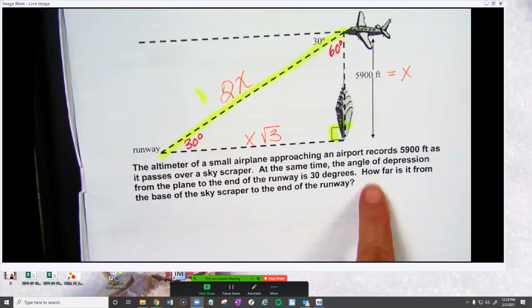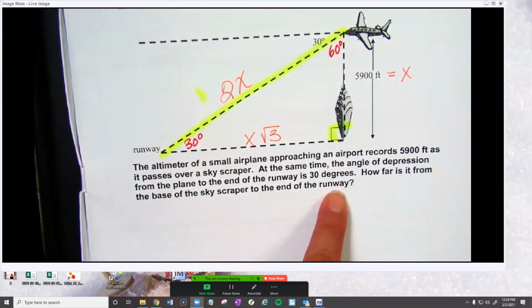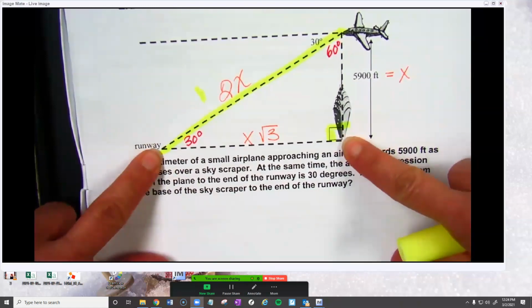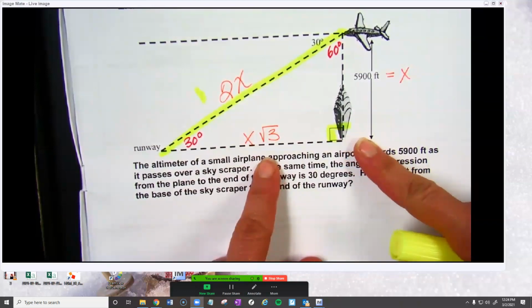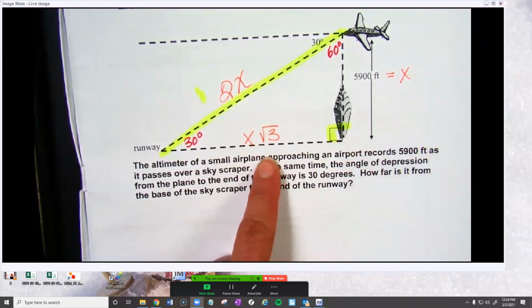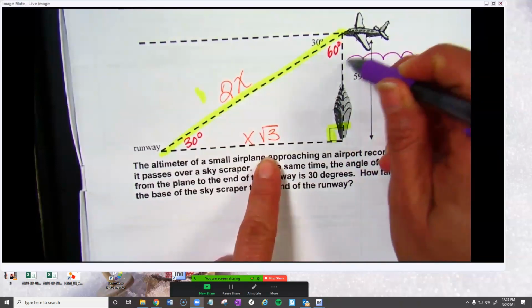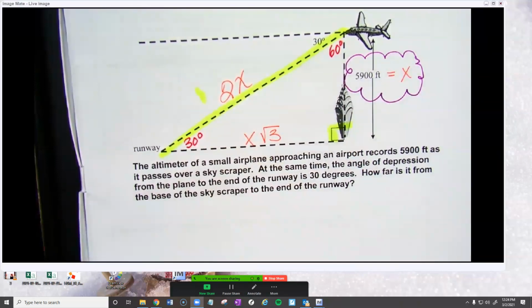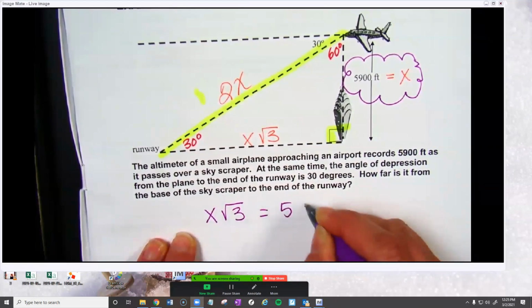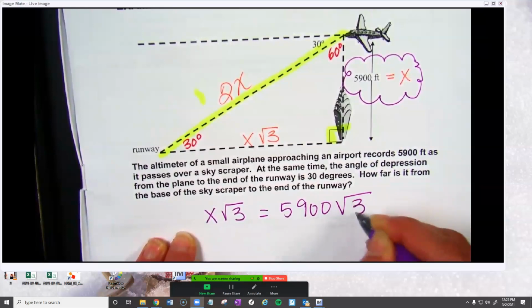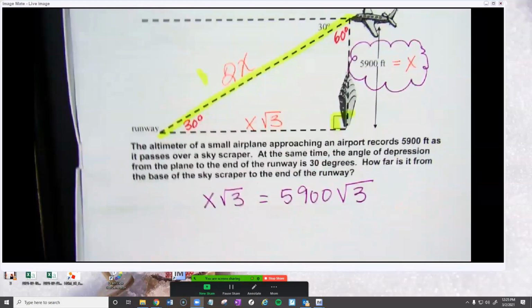So again, the question says, how far is it from the base of the skyscraper to the end of the runway? Here's the base right here, which means I'm looking for x root 3. But I have an equation, and this equation is just straight telling me what's x, y'all. Okay. You finished already? Yeah. That's good. X is just 5,900. So we're going to write x root 3 equals 5,900 times root 3. Did you get that far? Yeah.